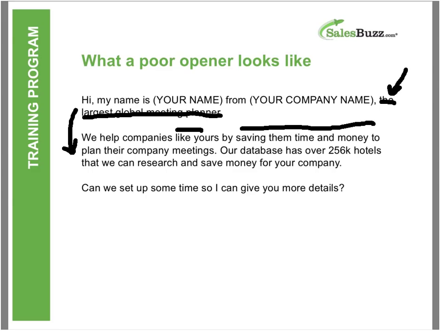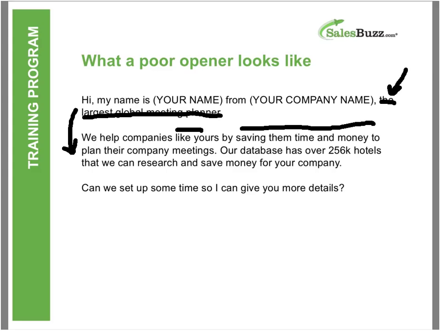So when you go, "We help companies like yours by saving them time and money," again, not a good idea, "to plan their company meetings." Okay, now the next sentence. "Our database has over 256,000 hotels." First of all, we're now into a spray and pray. We're into a mini little sales pitch or a little mini data dump.